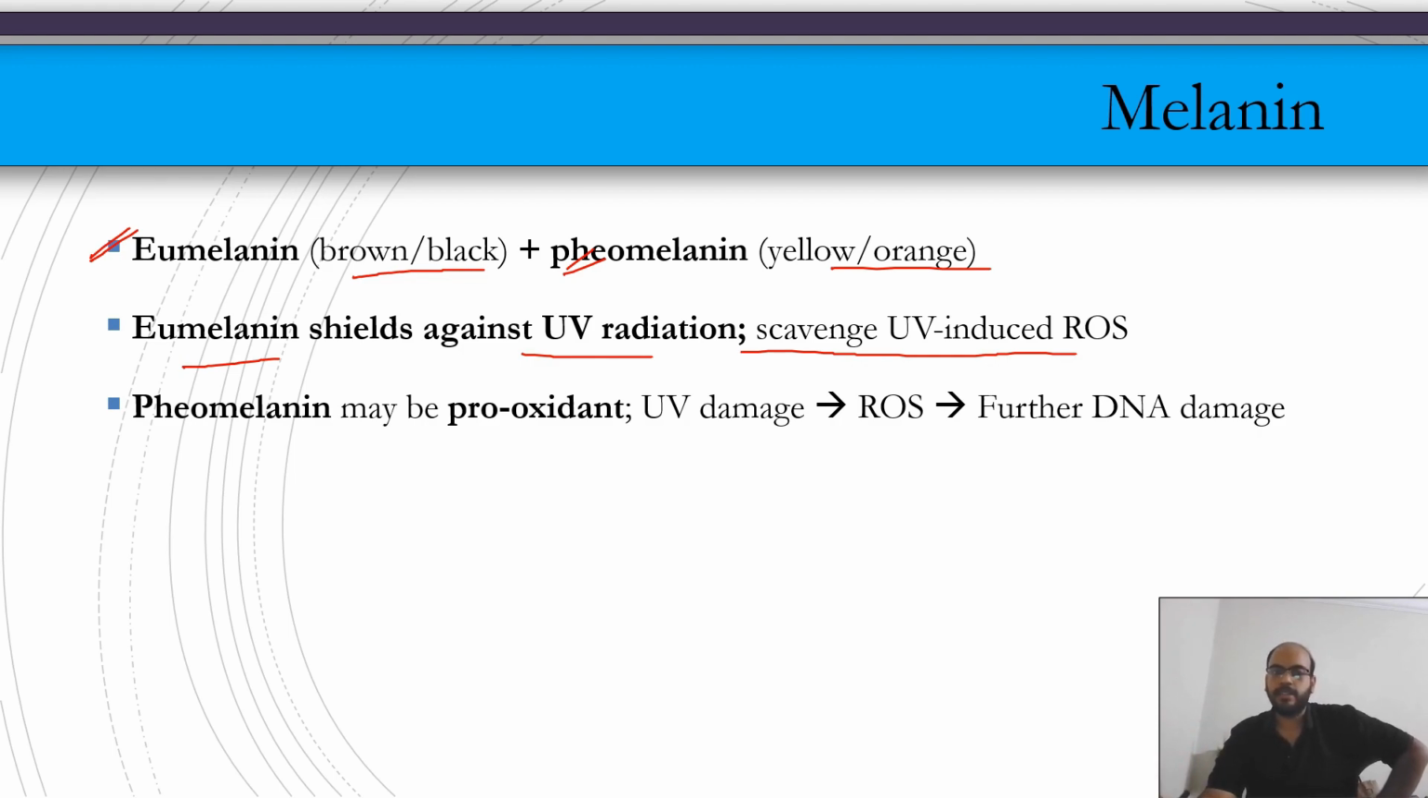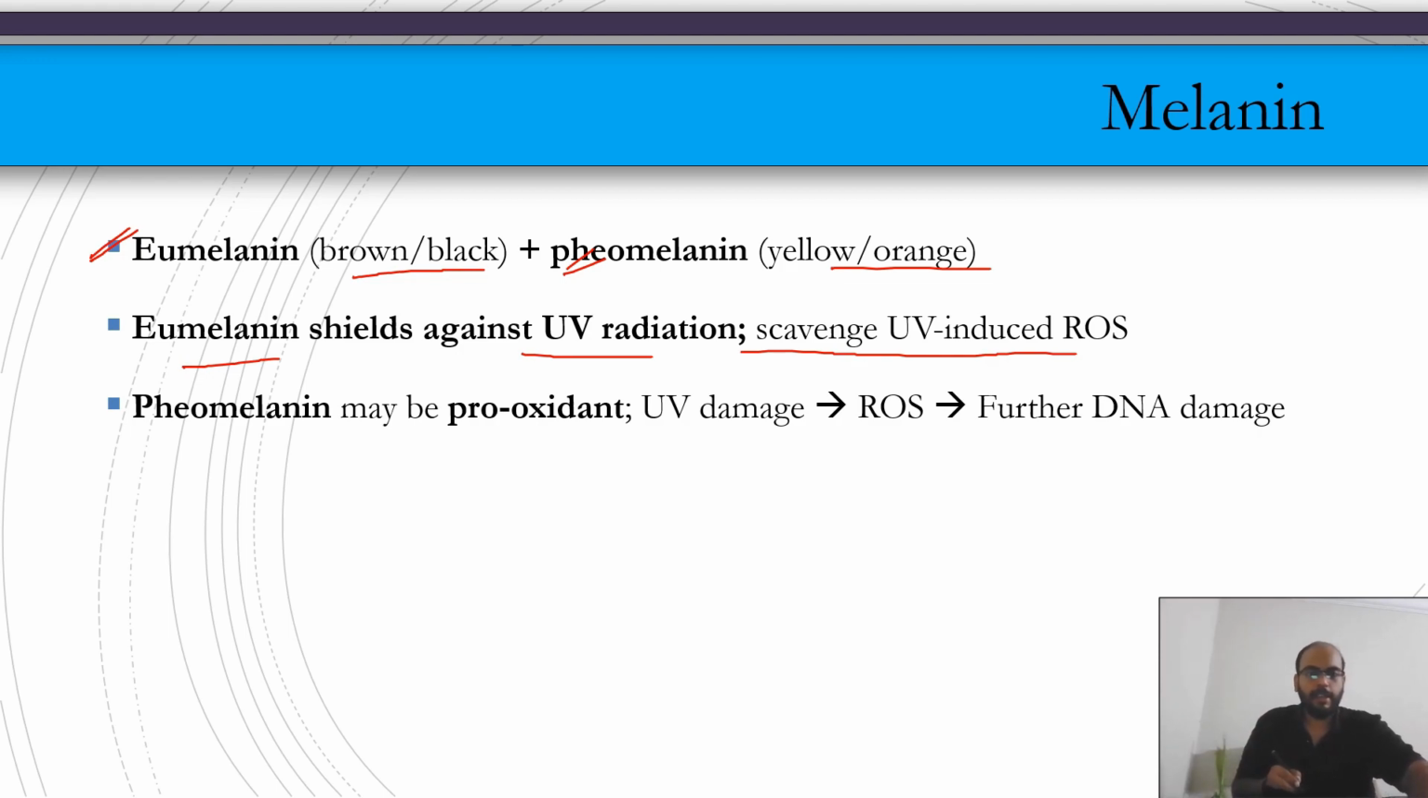So the darker skin, the more brown skin you have, the more black skin you have, you are protected against UV. And we should be thankful for our Indian complexion. We should not run after fair complexion, because remember, UV damage is a very serious thing. Fair complexion is temporary, UV damage is permanent.